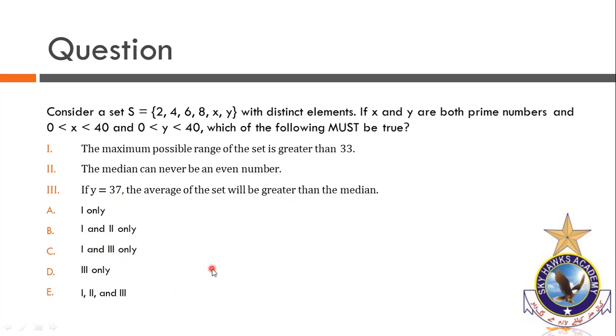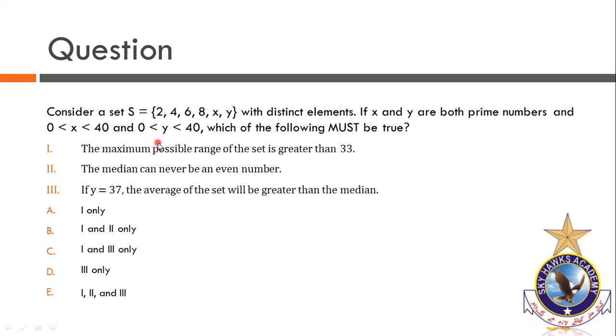Okay, so let me explain this problem. In very simple words, we have a set of six numbers, but the last two numbers are not given to us. So 2, 4, 6, and 8. The only indication given is that x and y are prime numbers. What are prime numbers? A prime number is a number which has only two divisors, itself and one. So no more divisors for a prime number. This is the first indication about x and y.